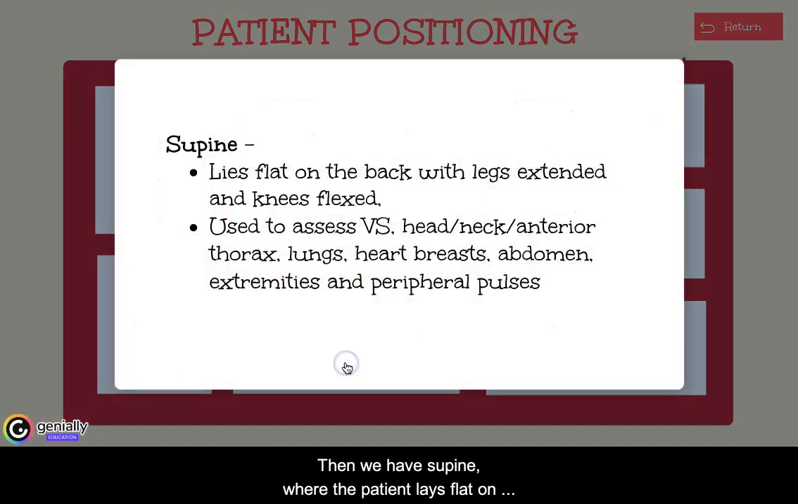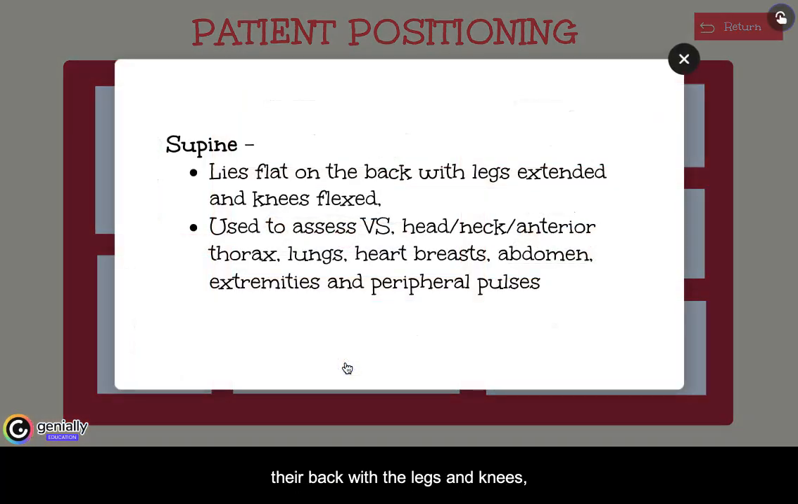Then we have supine, where the patient lays flat on their back with the legs extended and knees flexed. This is used to assess sometimes vital signs. When the patient is in a hospital, they're in bed, we assess their vital signs while they're laying down. Then it's also good to assess their head, neck, and their anterior thorax, lungs, heart, breast, abdomen, extremities, and peripheral pulses. This is the preference for when you want to listen to their abdominal sounds.